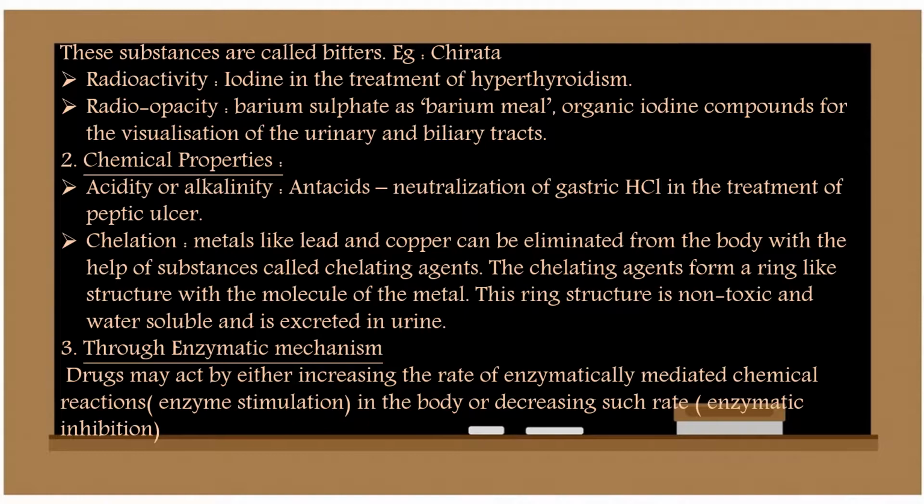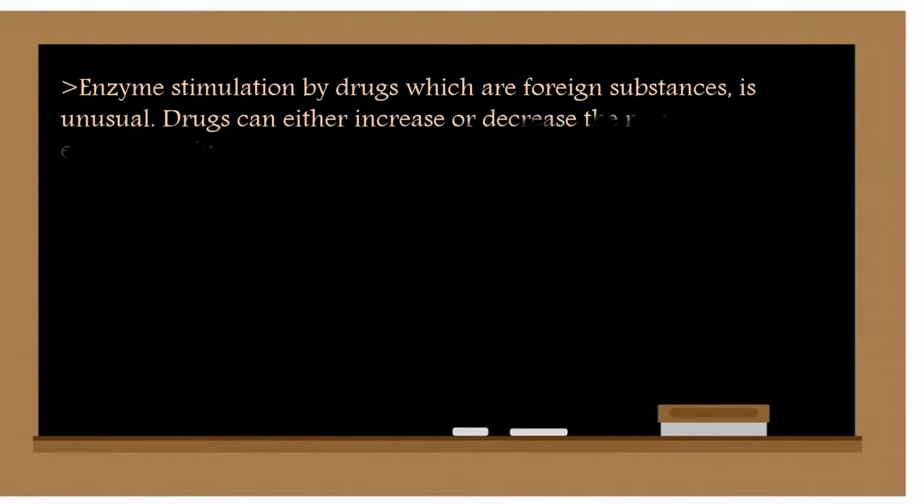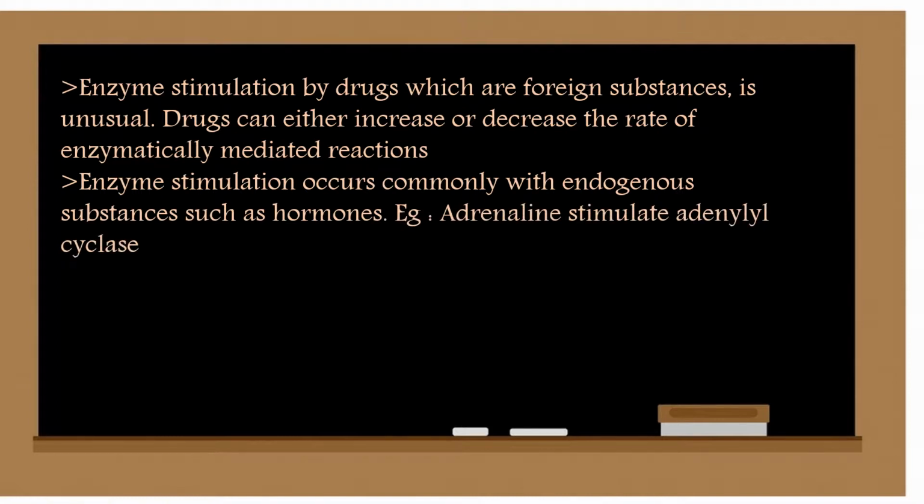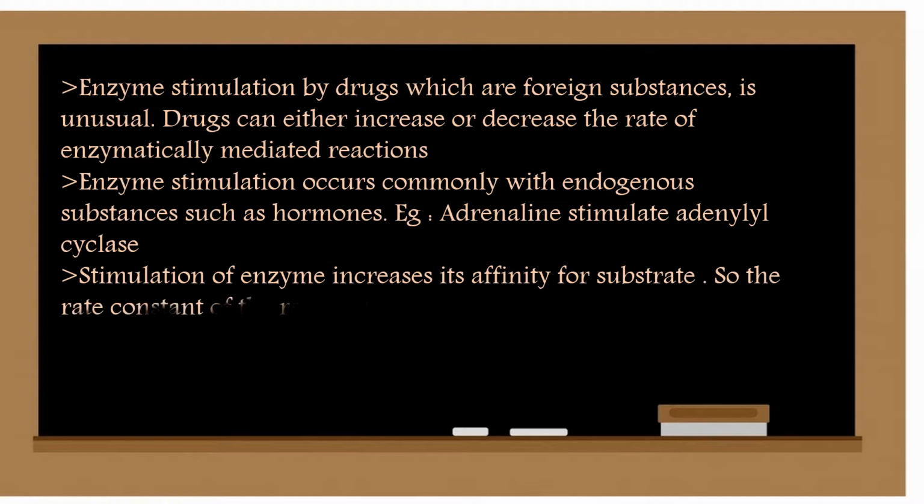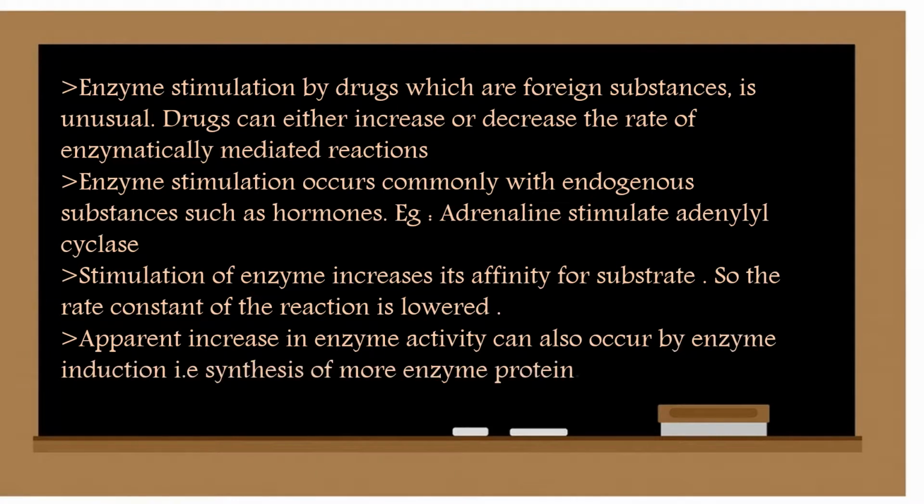Through enzymatic mechanism, drugs may act by either enzyme stimulation or enzyme inhibition. Drugs are foreign substances, so enzyme stimulation by drugs is unusual. Drugs only increase or decrease the rate of an enzymatically mediated reaction. Enzyme stimulation occurs commonly with endogenous substances such as hormones. For example, adrenaline stimulates adenyl cyclase. Stimulation of enzyme increases its affinity for substrate, so the rate constant of the reaction is increased. Increase in enzyme activity can also occur by enzyme induction, that is, synthesis of more enzyme protein.